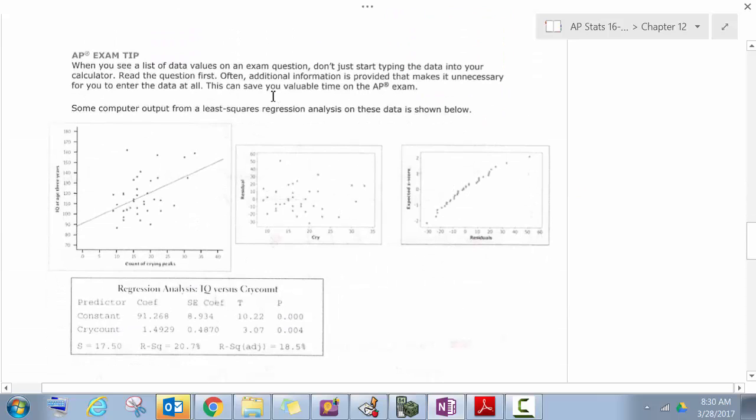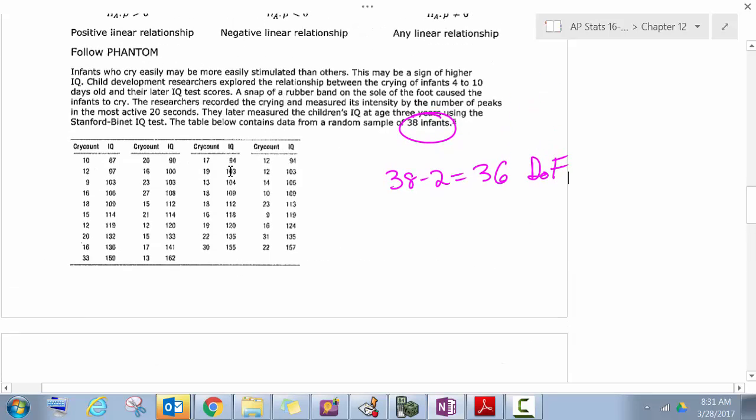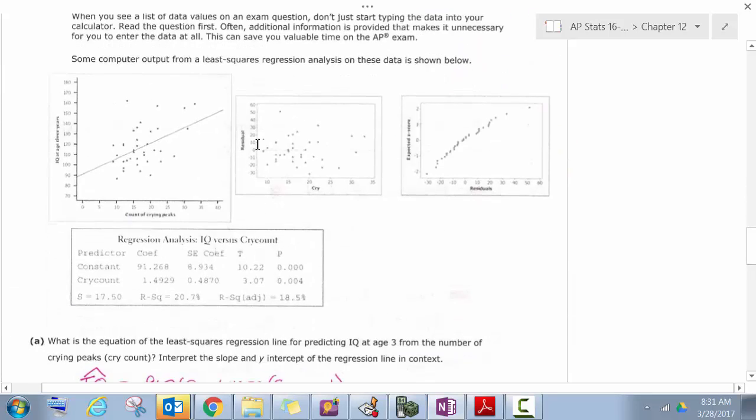When you see a list of data values on an exam question, don't just start typing in the data. You might not need it. Notice we have all this data, but they give us all these graphs. We don't need it. So first we look here. It's kind of linear. We look at our residual plot. There's no pattern. We look at the residual normal probability plot, and it is linear, so we have met our conditions.